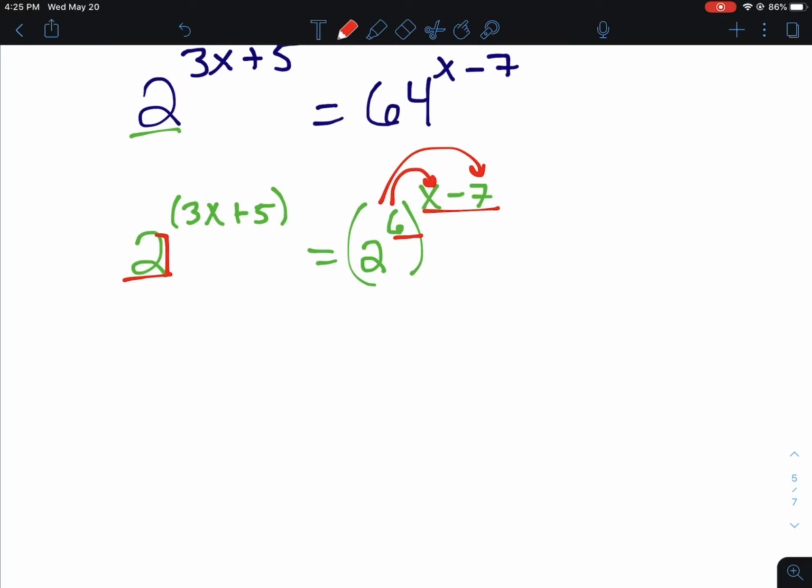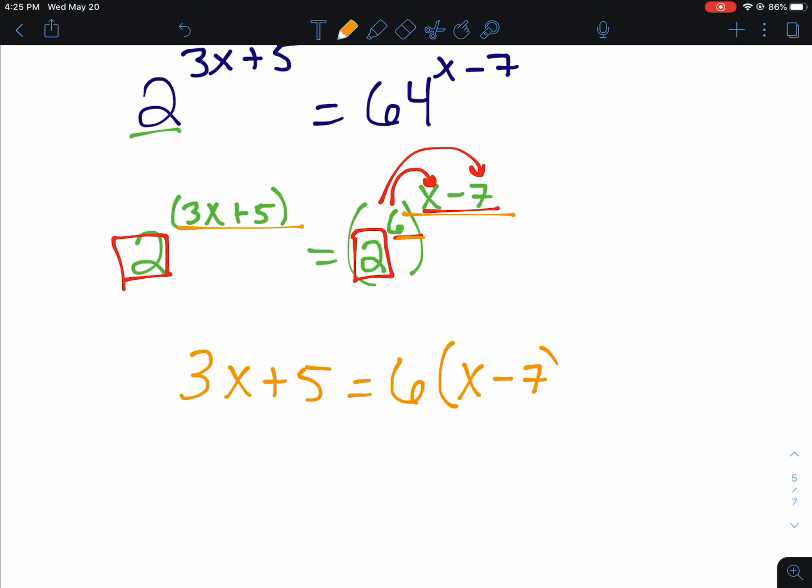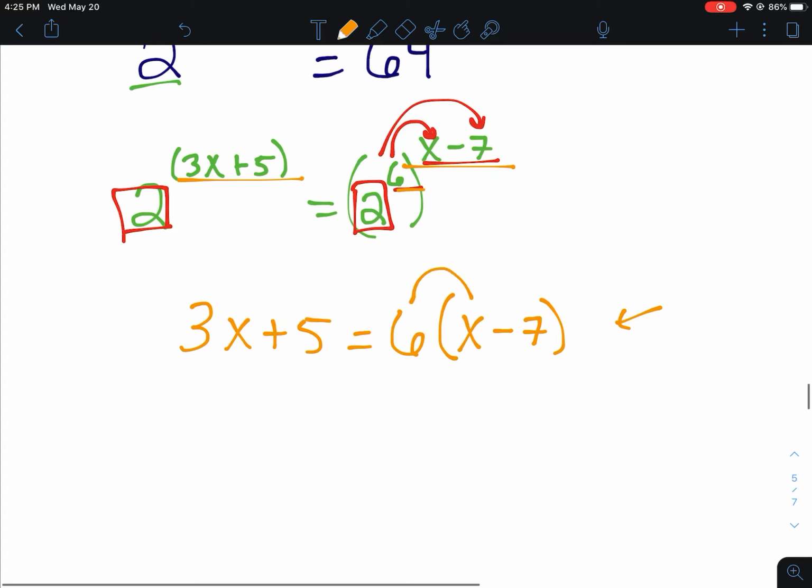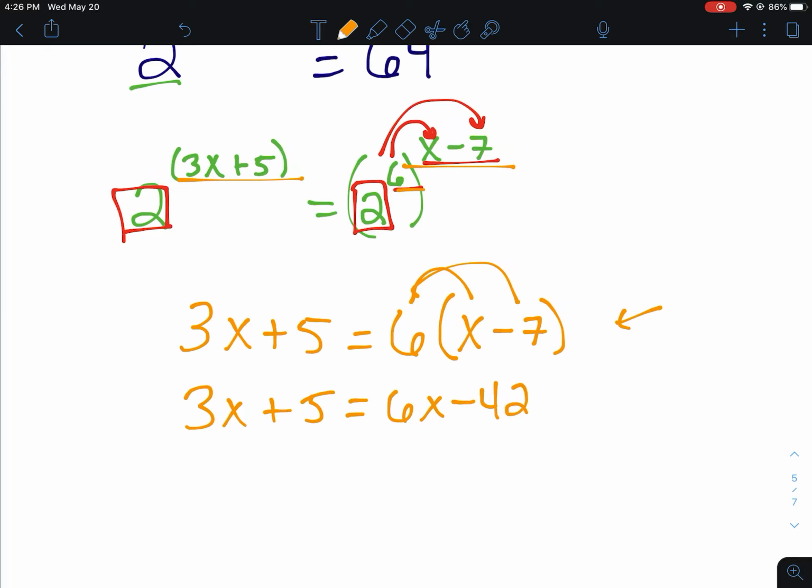And because the bases are now the same, we have 2 here and 2 here, I'm just going to set the exponents equal to each other. So 3x plus 5 would be equal to 6 times x minus 7. Now you're just responsible for solving this equation, which is basic algebra 1 stuff, right? So distribute, so 3x plus 5 is equal to 6x minus 42.